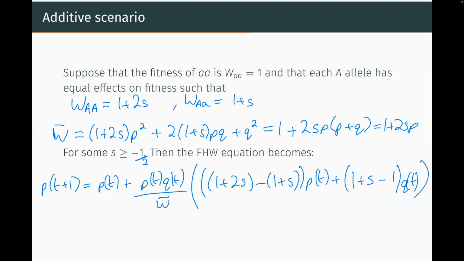So what happens here? We are going to have a 1 minus 1 in this first bracket, so the 1s are going to go out. We have plus 2s minus s, so we're just going to end up with plus s from this first bracket. In the second one, the ones cancel as well. So you end up with plus s times P of t and plus s times Q of t. So we're going to have s times (P plus Q). P plus Q is just equal to 1. So all we get out of this is just an s.